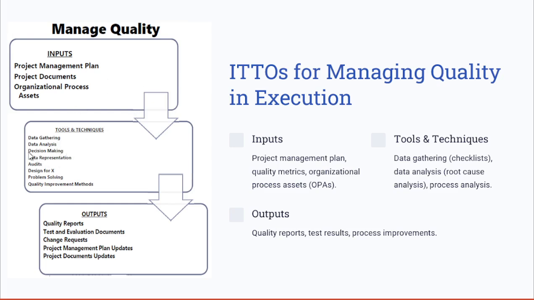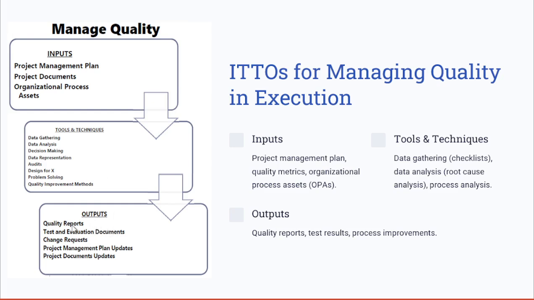The other tools that you might use here are data presentation and audits, to ensure that whatever process you're doing in the execution follows the quality management plan that you have built as an input, which here is the project management plan, which includes the subsidiary plans, including the quality management plan. So the audits ensure that you are following whatever you have identified in the quality management plan. Design for X, problem solving, and quality improvement methods are also considered key tools and techniques used when managing the quality in the execution phase.